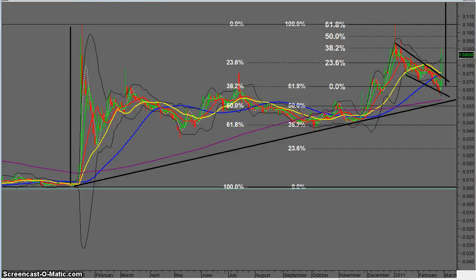It's come from the 38.2%, which is where it found a little bit of support and basically has taken off through there. Now it's got through this 23.6, okay, here at 8.1, 8.2. So one would be thinking 8.1, 8.2 would be a support level for the stock.